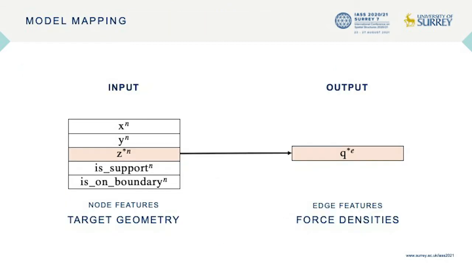For this case study, the model inputs, which include the input pattern and the target geometry, are described together as features of the pattern's node. This includes each of the pattern's nodes' coordinate position in XY, whether they are supported or on boundary. The target geometry is in turn described as the projected height of the pattern's node to the target surface geometry, and of course the model's output force density, which are expressed as edge attributes.